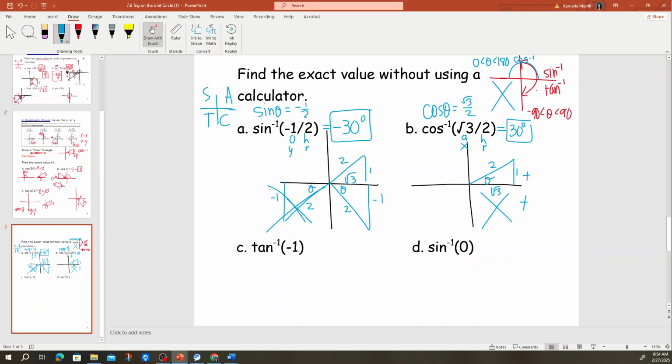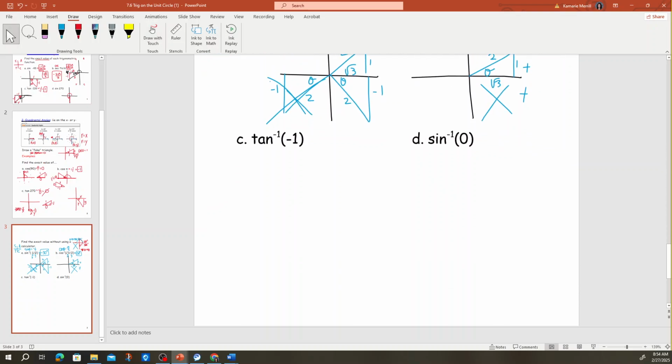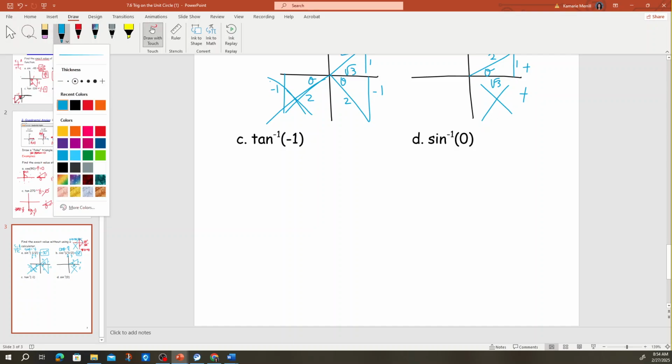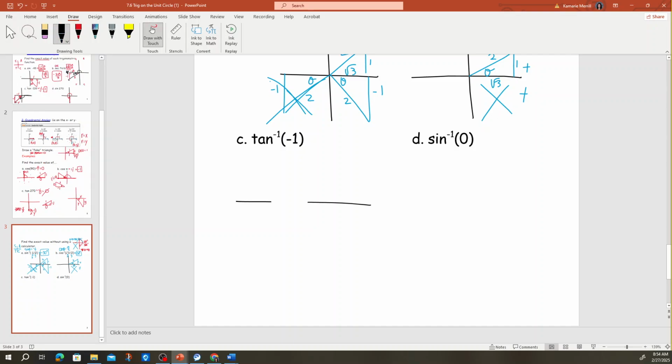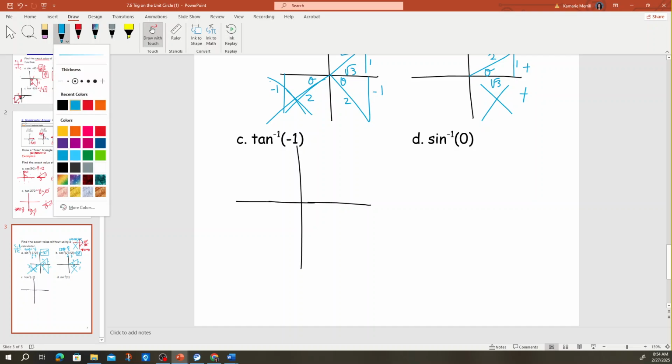I want to jump to this one. If I have time, I'll do that one. Okay, sine inverse. Oh, we'll have time. Let's do both of these. So let's set up this tangent one, because we have to do every trig function. So in which quadrants were tangents negative? All Students Take Calculus. Which ones were tangents negative?